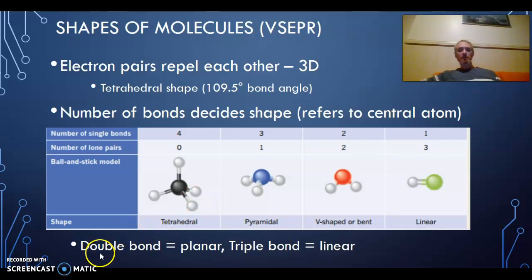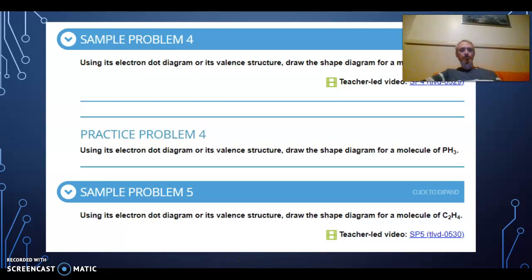Two other things not shown in this table: a double bond will make something planar, like flat, and a triple bond will make things linear. It'll be easier, I'll show them later.